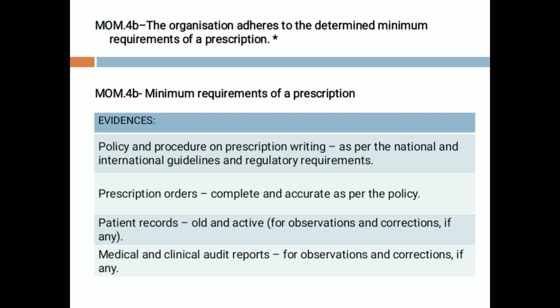Objective element MOM 4B speaks about the minimum requirement of a prescription. Evidences: policy and procedure on prescription writing as per the national and international guidelines and regulatory requirements. Prescription orders, complete and accurate as per the policy. Patient records, old and active, for observations and corrections if any. Medical and clinical audit reports for observations and corrections if any.